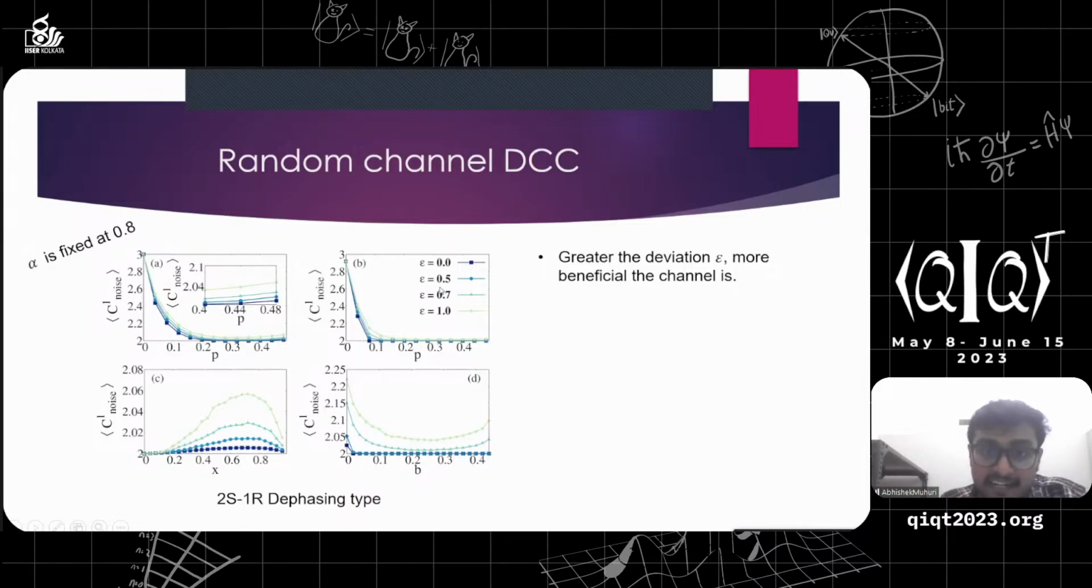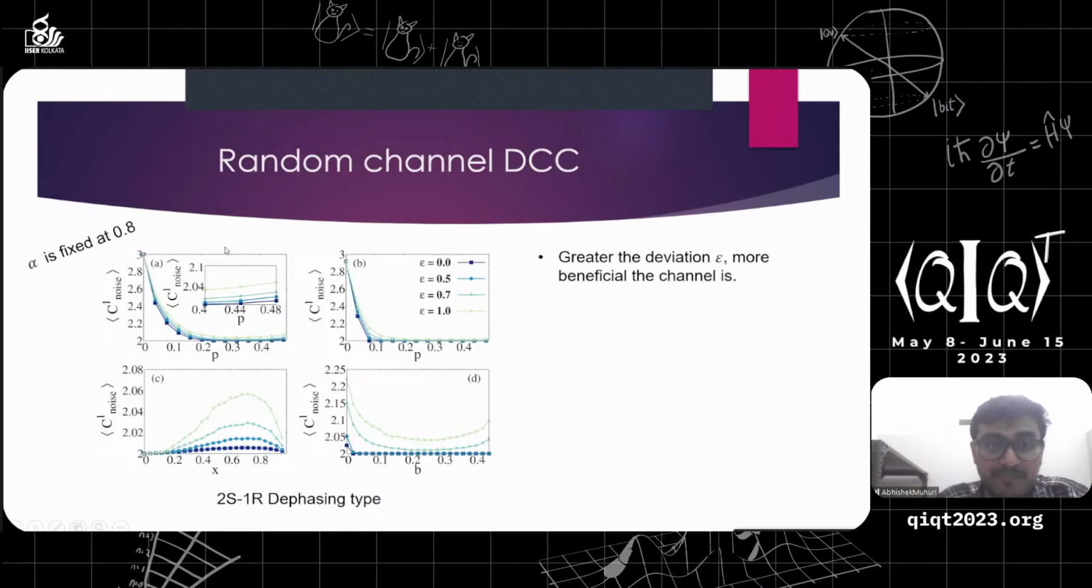Okay, and we varied this epsilon, which is the standard deviation of the Gaussian distribution. We have defined this as the randomness in the channel, and we have varied this epsilon from 0 to 1, and have seen that for increasing epsilon, the capacity is getting increased. Even for the non-Markovian cases, there is some advantage over the Markovian cases in the high p region. We have seen that increasing epsilon will give better quantum advantage for this case.